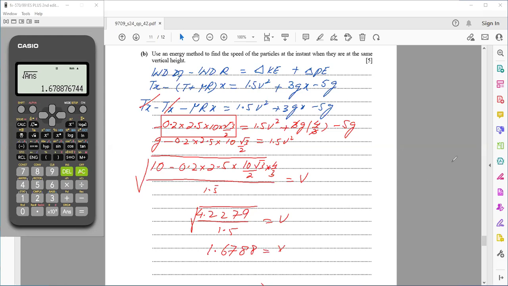Boys and girls and students, please remember that the final answer in Cambridge University is to two decimal places. So 1.68 meters per second will be the velocity when both the particles P and Q will be at the same height.